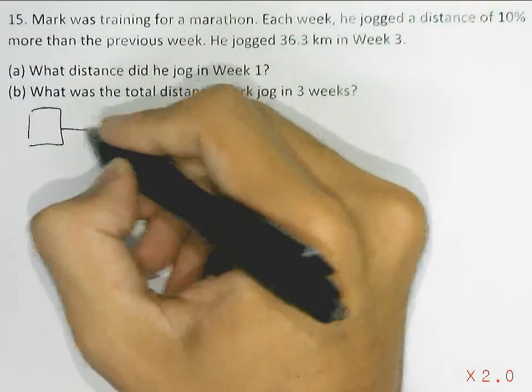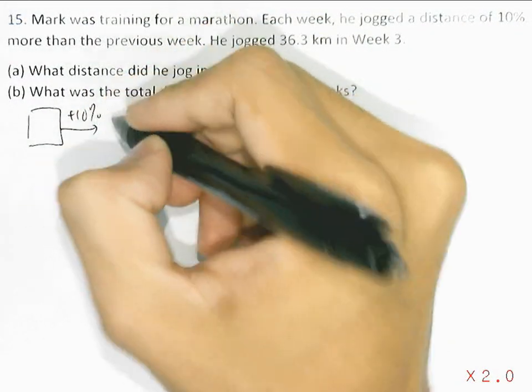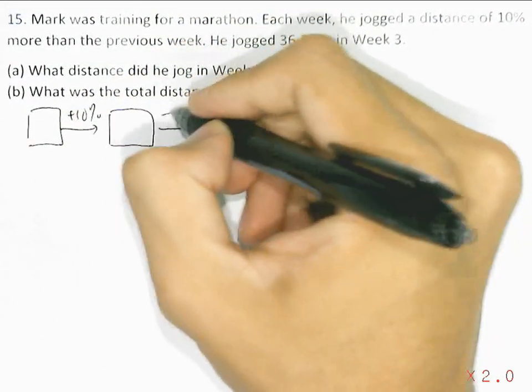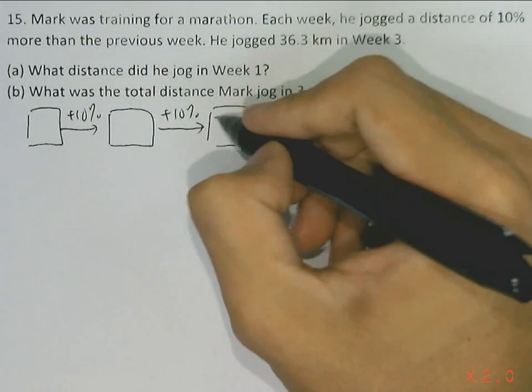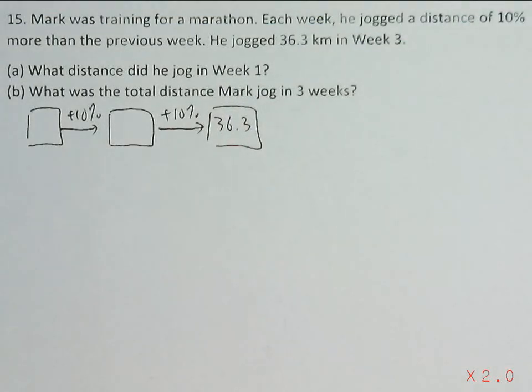So if this is the distance he jogged in week 1, he would have increased by 10% into week 2, and then increase another 10% into week 3. And in week 3, the distance traveled was 36.3 kilometers.